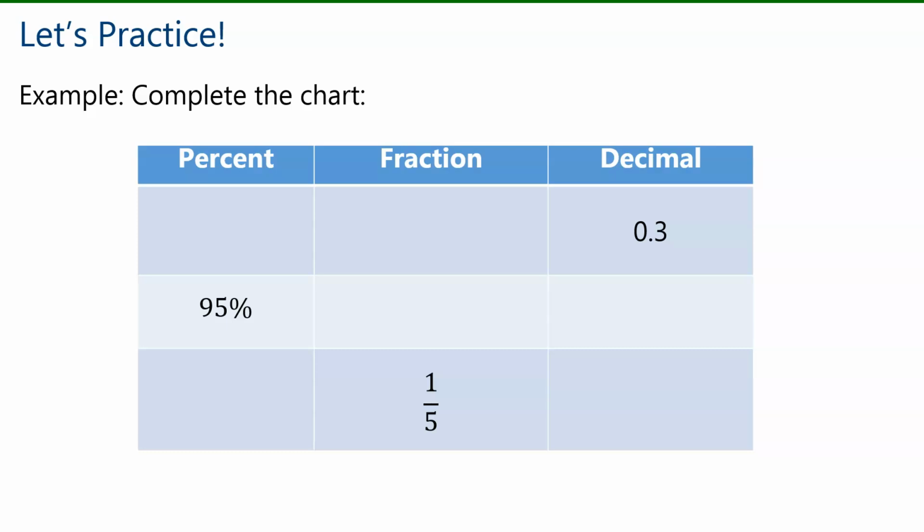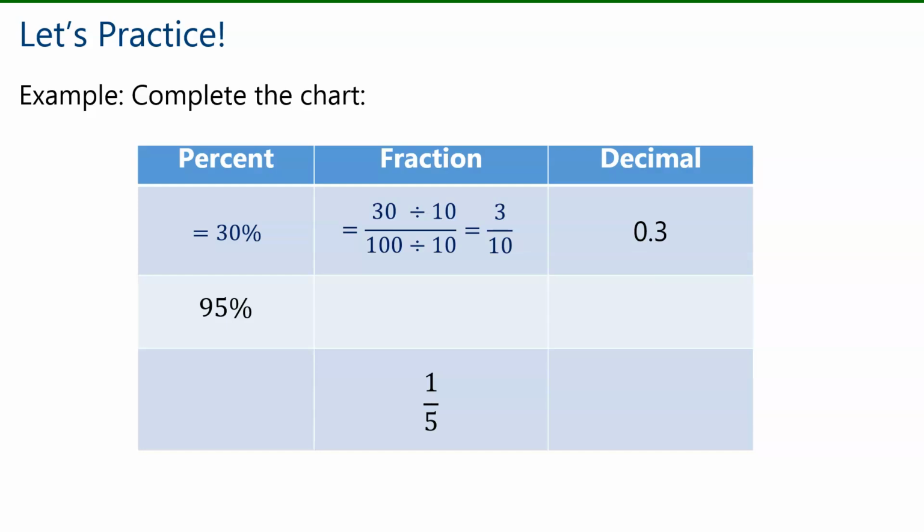Now we have one more example combining everything we learned. In the first row, we're given the decimal and we have to convert that to a fraction and percent. In the second row, we're given the percent, and in the third row, we're given the fraction. So let's start with 0.3. As a percent, I can move my decimal 2 places to the right to give me 30%. Now I can take the percent and change that to a fraction by writing it as 30 over 100. Now reducing that, I can divide by 10 to give me 3 over 10.